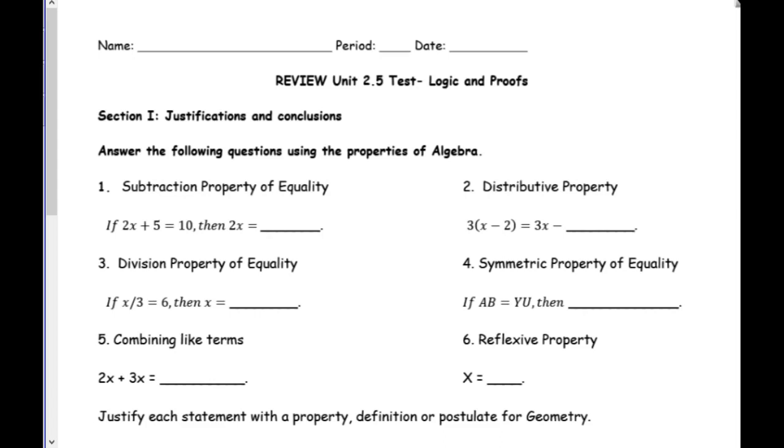Here's our review for the test. Alright, so the subtraction property means we're going to subtract on both sides. So that'd be minus 5, 2x equals 5, right?